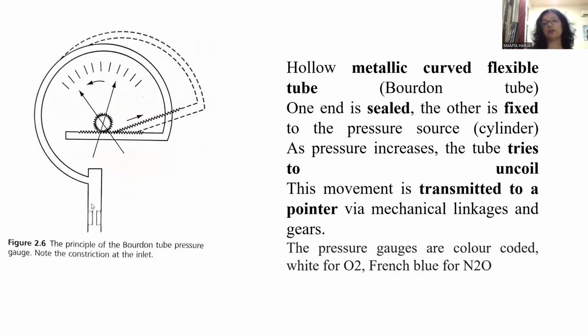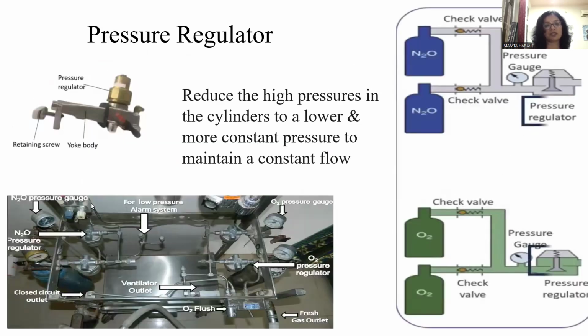It works on the principle that there's a hollow metallic curved flexible tube, this one. It is sealed at one end and the other is fixed to the pressure source, the cylinder. As pressure increases, the tube tries to uncoil like this. This movement is then transmitted to the pointer via mechanical linkages and gears, and this measures the reading, which we read on the pressure gauge. It tells the content of the cylinder. The pressure gauge is color coded: for oxygen it is white and blue for nitrous.